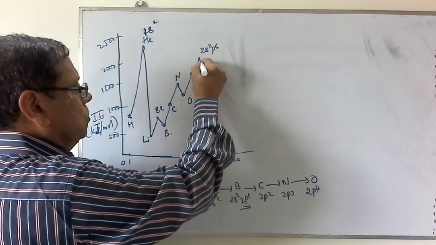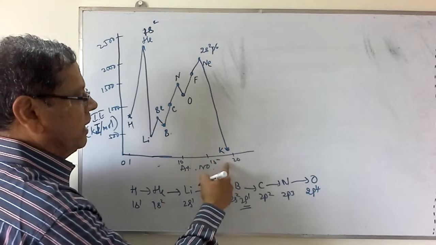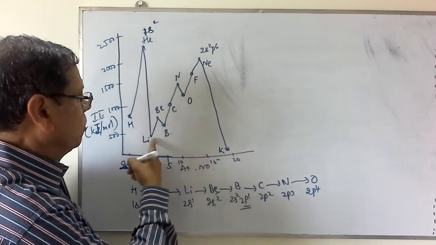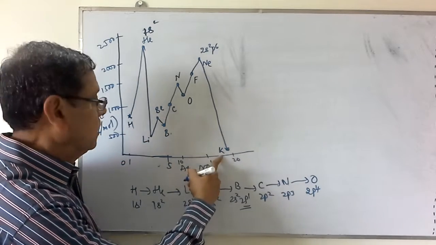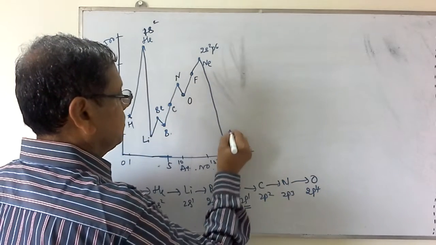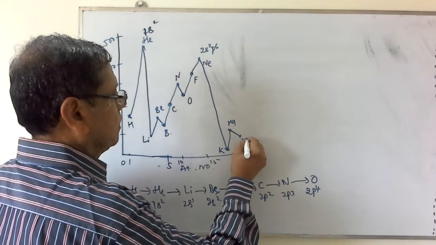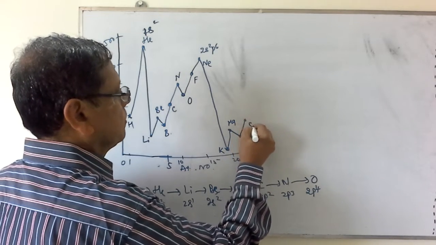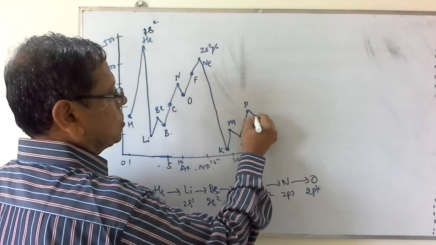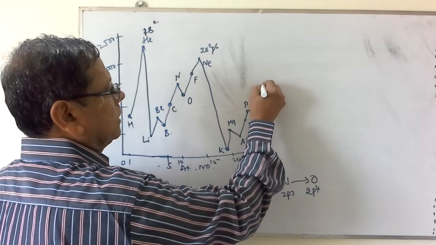Then when you come to potassium, potassium has atomic number 19. It has a lower ionization energy as compared to lithium. Same trend we observe in case of the third period. From potassium to magnesium, magnesium to aluminium, aluminium to silicon, silicon to phosphorus, phosphorus to sulfur, chlorine, then argon.